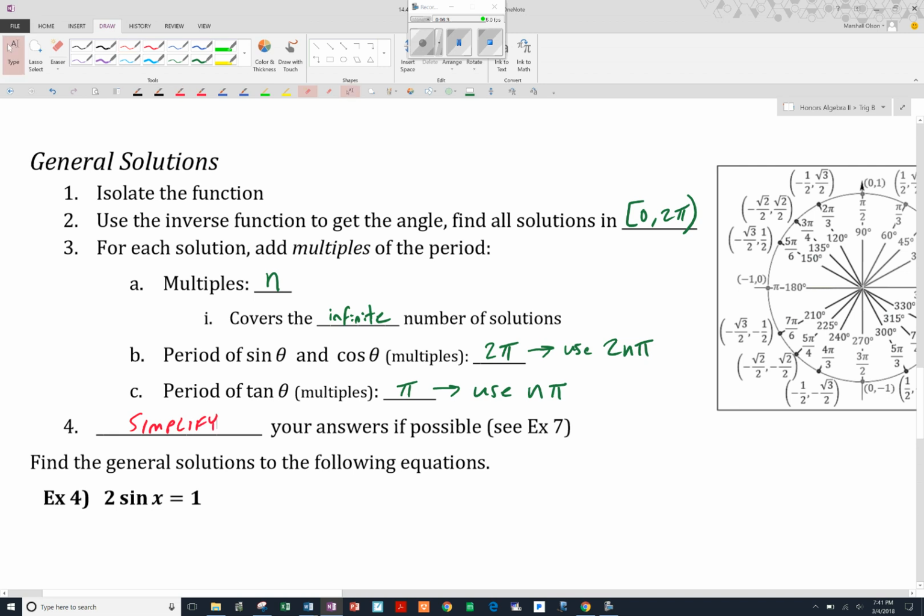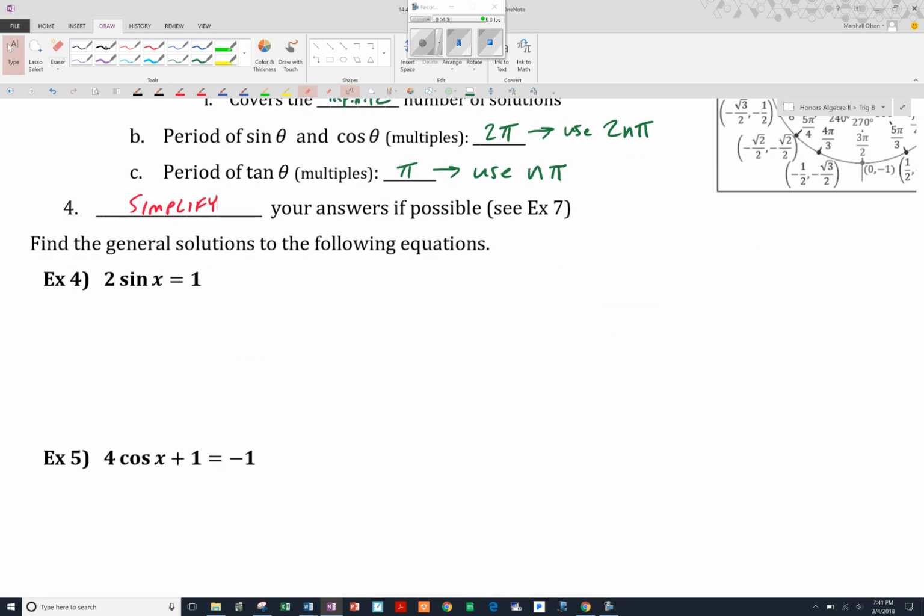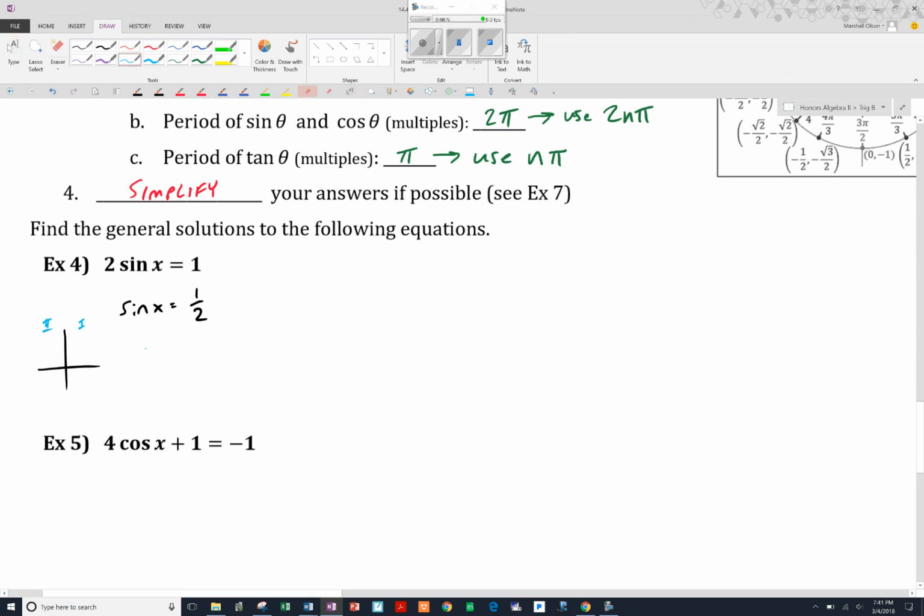Examples here. All right, so our first equation is 2 sine of x equals 1. So we're going to divide by 2 and get sine of x equals 1/2. Okay, and one trip around the unit circle, we're first going to find our answers from 0 to 2 pi. We're looking for where sine is positive. That would be in the first and second quadrant, right, where sine is positive. And we want a reference angle of 30 degrees, or pi over 6, because that's what angle has a sine value of 1/2.